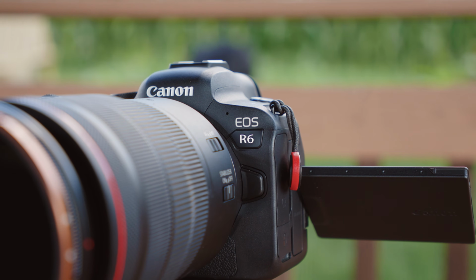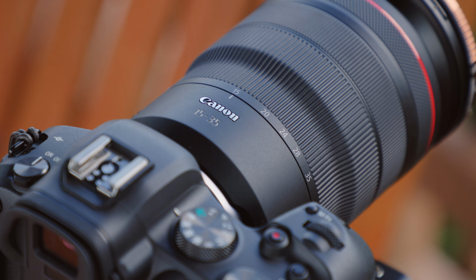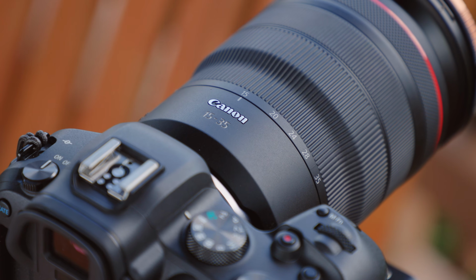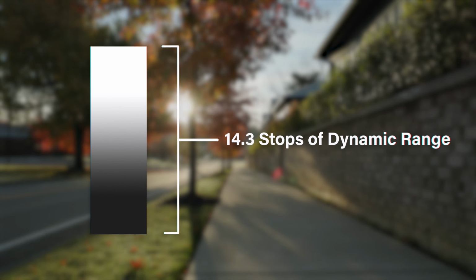To understand C-Log 3 properly, we first need to talk a little bit about dynamic range. Dynamic range is the range between the brightest and darkest parts of an image that your camera can capture without losing any detail. Take this camera for example, the Canon R6. The R6 has a sensor that is capable of capturing 14.3 stops of dynamic range, so that means as long as we're shooting a scene that has 14 stops or less of light difference between the brightest highlights and the darkest shadows, everything is going to be recorded.